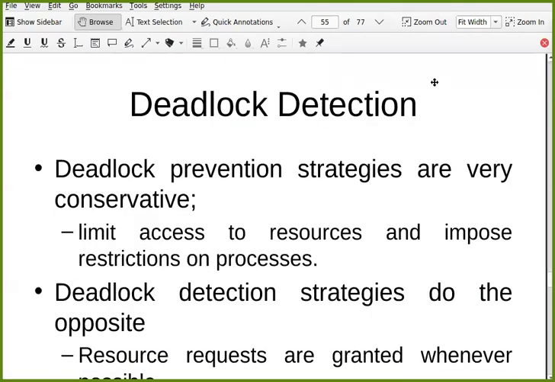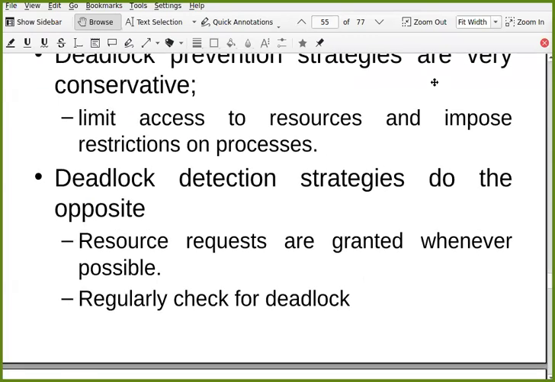Deadlock detection is the next strategy. We have seen two strategies, deadlock prevention and deadlock avoidance. And next is the deadlock detection. What does this detection strategy do? Deadlock prevention strategies are very conservative. That is what we discussed. They limit access to resources and impose restrictions on processes, making sure that not all four conditions become true at the same time. And deadlock detection strategies do the opposite of prevention. It just allows deadlock to happen if it is going to happen.